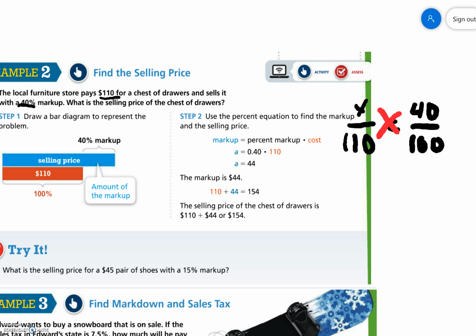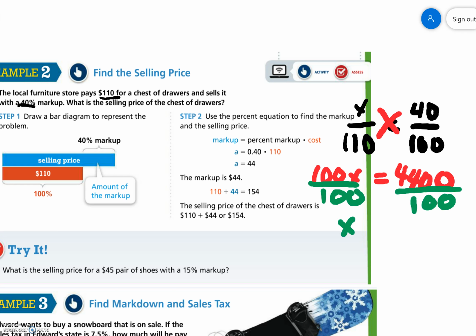So we cross multiply. 100x equals 40 times 110, which gives me 4,400. Going to divide both sides by 100. So that means x equals 4.4. Now they obviously didn't sell the chest for $4.04.